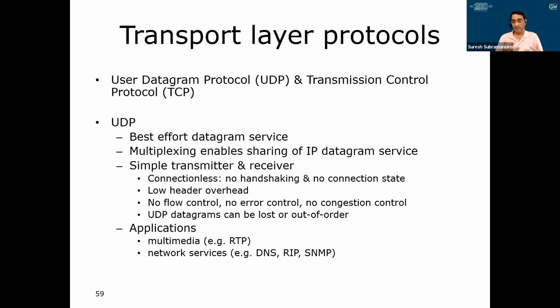Okay, UDP is a very simple transport layer protocol. It does not do it. It does what is called best effort. Best effort means it will do the best it can, but it's not going to try to optimize the performance or recover from errors and things like that. It is simply going to do the job. It's going to deliver it to the right application. That's about it. It's not going to add any extra value to it.